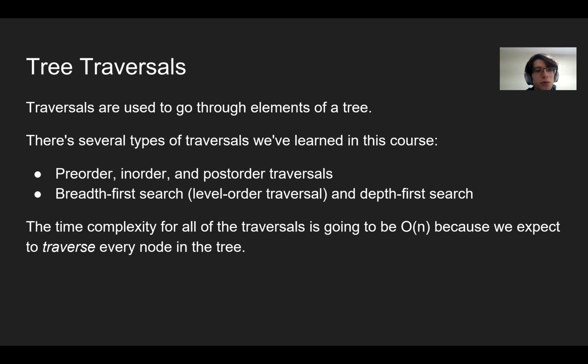So tree traversals are used to go through elements of the tree. There are several types of traversals we talked about: pre-order, in-order, and post-order. There's also level order. And time complexity for all traversals is O(n). That's because you have to go through all the elements, right? If you go through all n elements one time, that's just O(n) time.